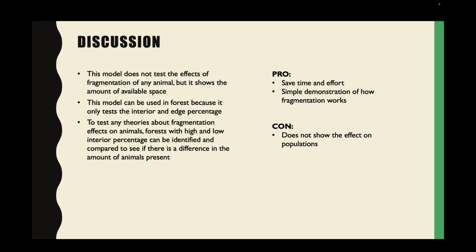So this model doesn't test the effects of fragmentation on any specific animal, but it shows the amount of available space to an animal. This model can be used in a forest because it only tests the interior and edge percentage. And to test any theories about fragmentation effects on animals, forests with a high and low interior percentage can be identified and then compared to see if there's a difference in the amount of animals present.